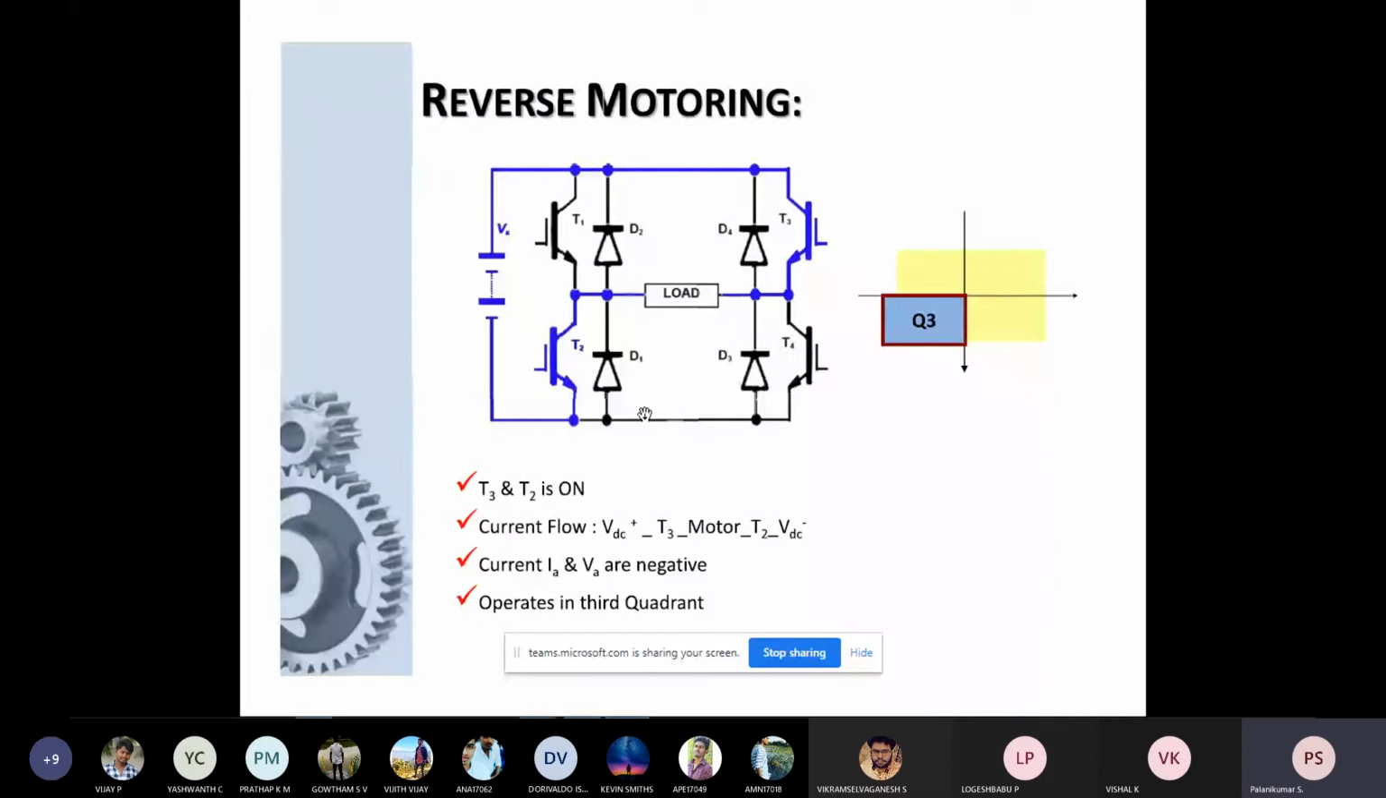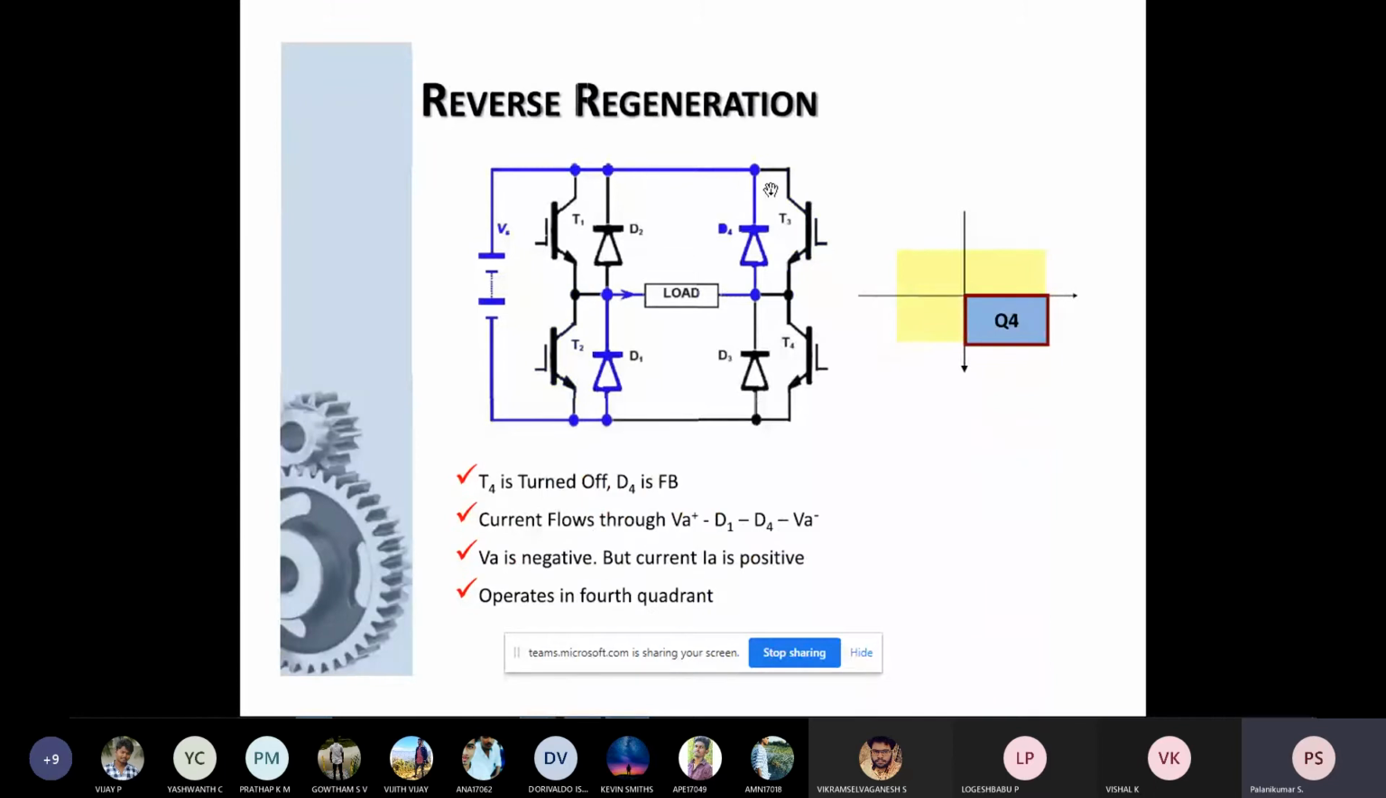Now, if in the same quadrant I want to brake the operation, what do I have to do? I have to make the voltage negative, whereas the current is positive. Instead of current flowing in one direction, I have to make it flow the other way. That is called reverse regeneration. Here the current is going in this direction, but the voltage is supplied from the other direction. So voltage is negative, current is positive.